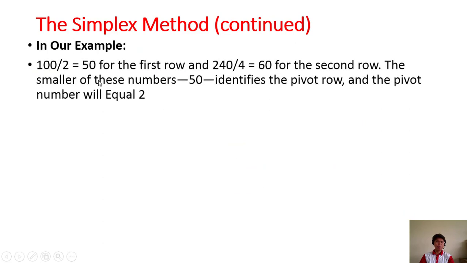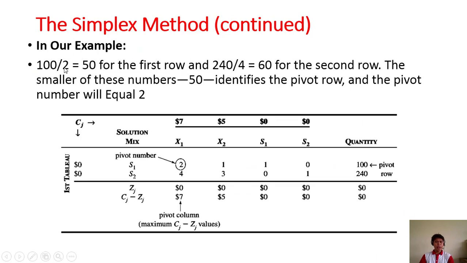So we have an example. In our example, we have 100 divided by 2 is equal to 50 for the first row, and 240 divided by 4 is equal to 60. The smaller of these numbers, 50, identifies the pivot row, and the pivot number will be equal to 2. Okay, this one.